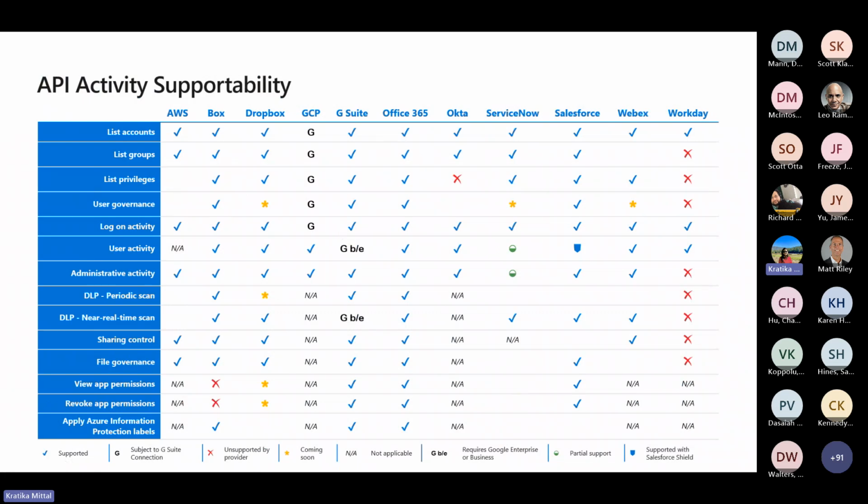We have more information available on API activity supportability across different applications in the Microsoft documents. We can share the link with you, but this is just an insight into how the activities across the different applications, SaaS, and cloud apps are supported. So you can see scanning, DLP, file governance, app permissions, and revoking those app permissions, all of these capabilities are supported across different cloud applications.